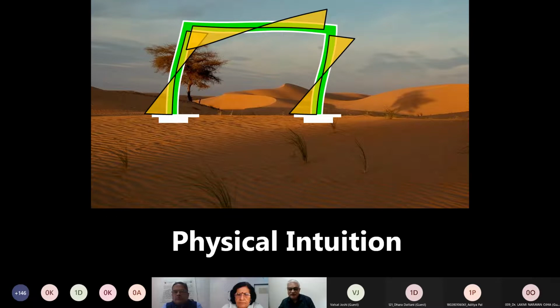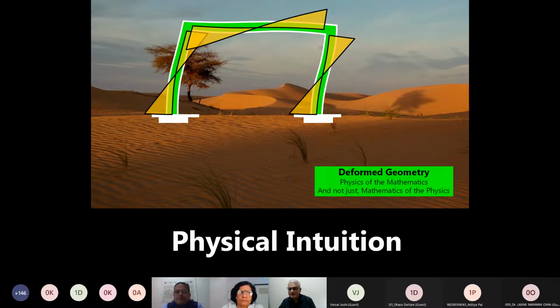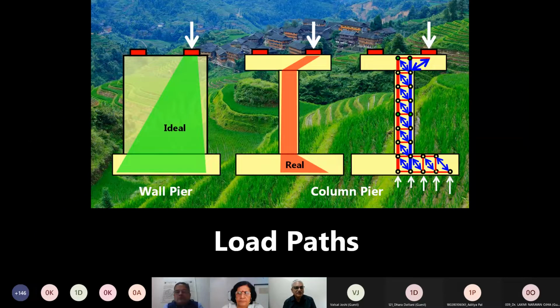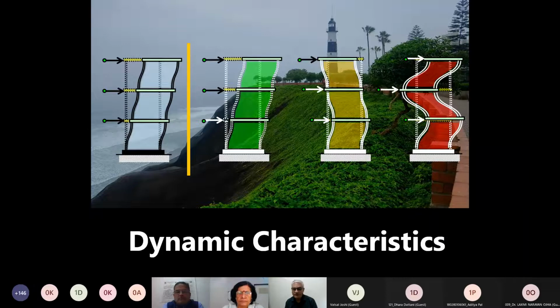To be a good teacher in earthquake engineering, you must have physical intuition. You must know what kind of deformed geometries are generated. You must be able to understand the physics of the mathematics and not just the mathematics of the physics. Most often the textbooks today are dwelling only on the mathematics of the physics, but not on the physics of the mathematics. This is important for us to understand. Every teacher should know load paths, where the load is getting induced and how it is getting carried to the foundation. This is an important step that each teacher has to understand in the process of sharing the behavior of structures with students. Dynamic characteristics, especially natural periods and natural mode shapes.